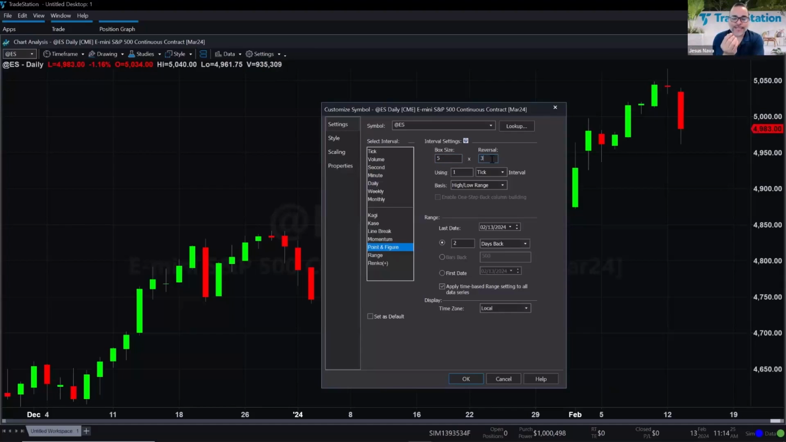The reversal is interesting because on a price movement chart like this one, a reversal is a factor. It gets multiplied by the box size. A reversal is 3 times your box size. So what you're looking for is for the security to move, in this particular case, 5 times 3 is 15. So you're looking for the security to move 15 points in the opposite direction for you to have a reversal. A reversal is very visual in a point and figure, and we're going to look at it right now.